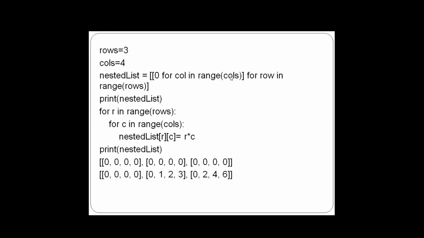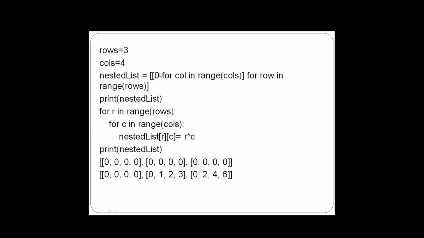Sorry, first it is range of columns. When you say range of columns, here it will be 0, 1, 2, and 3. And range of rows here will be 0, 1, and 2. So it's very simple. 0 for all your columns in the range. So whenever the loop runs, everything will be filled with 0, 0, 0. That is what I say.